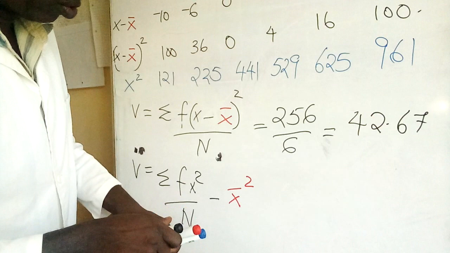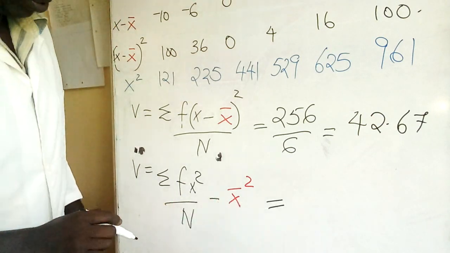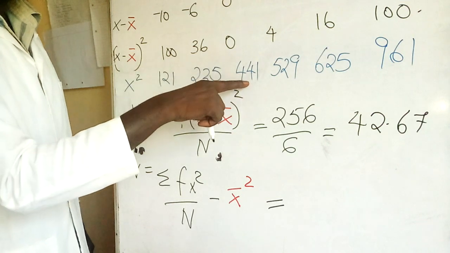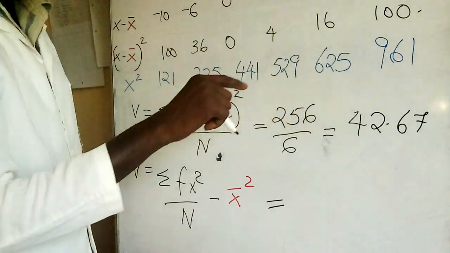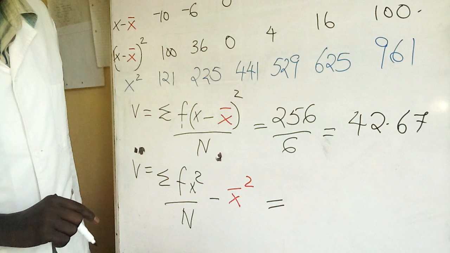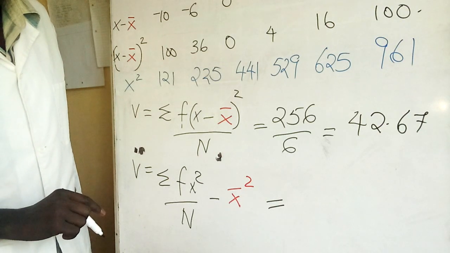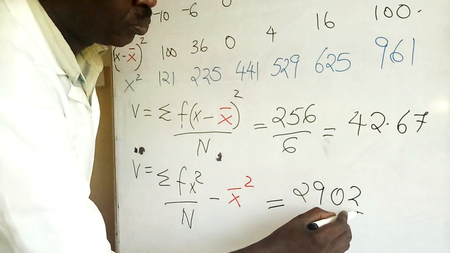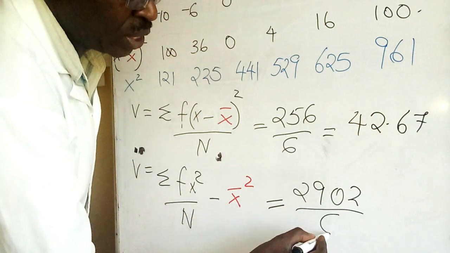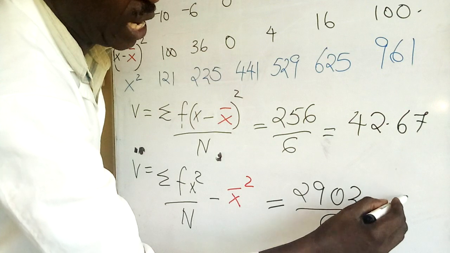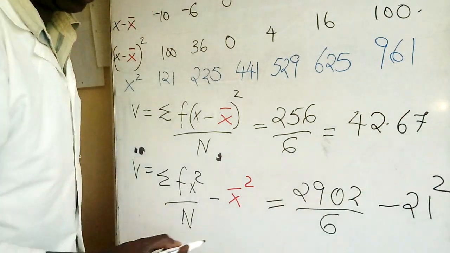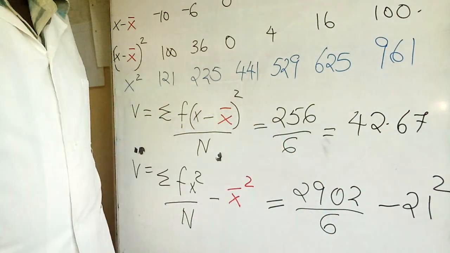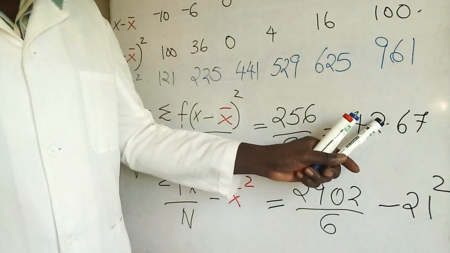So we go to finish this work. We have to add all of them: 121 plus this plus that plus that plus that plus that. That one you do using a calculator, you get 2902. Divide by my n, which is 6. Then subtract 21 squared. When you do that, you get the same answer.